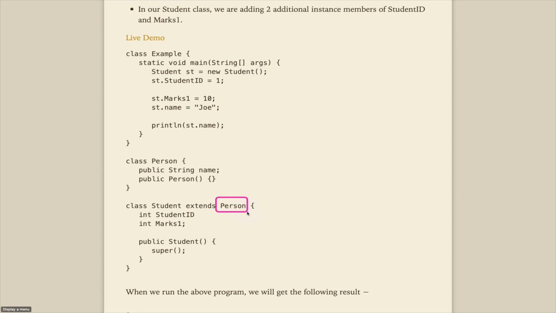A person is actually a class here. A person has a property of name and a person constructor function itself. Then we have a student class which extends person, and then we have a student ID and mark1 in integer. Then we call its constructor function, and within the constructor function we're going to call this super. That's what it's going to let us inherit the properties from a person. Super is basically a short form of creating a person class from its constructor function.